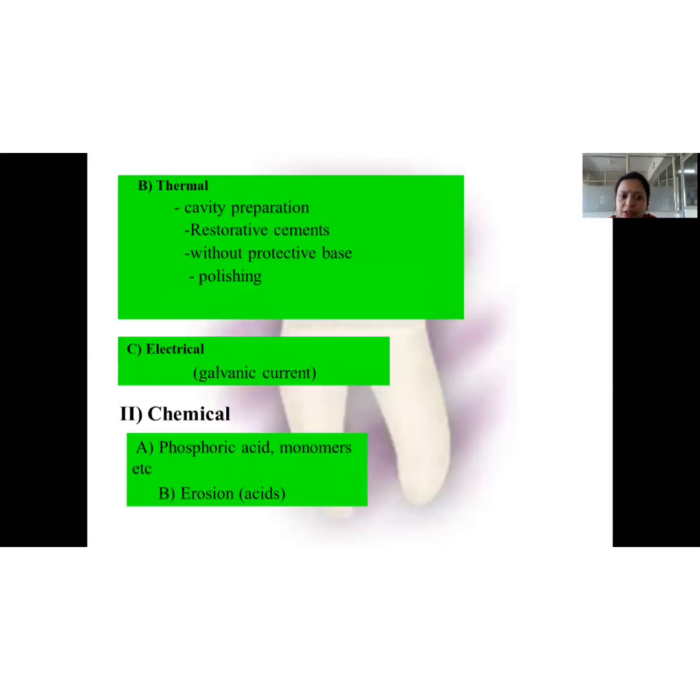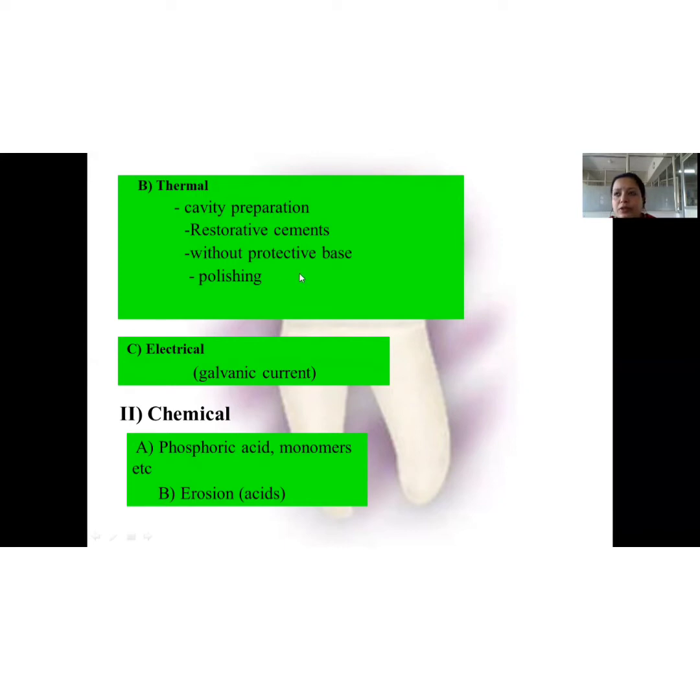So in physical, it is mechanical, then thermal. While doing cavity preparation, if we don't use enough coolant, enough water, it produces heat. Due to that, there may be trauma to the pulp. Then certain restorative cements have certain heat generation, so that may lead to pulpal trauma.